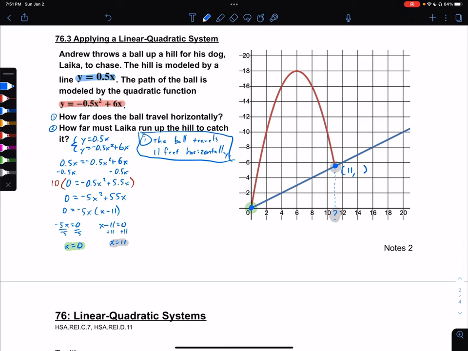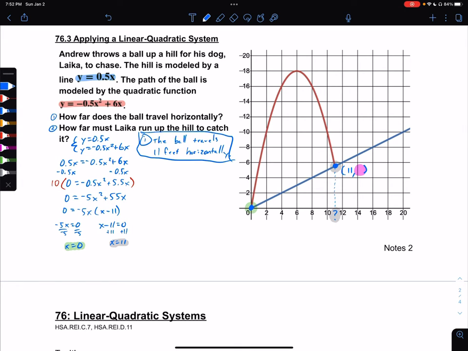Next question, how far must Laika run up the hill to catch the ball? Now, this one's a little bit more of interpreting the graph. Without looking at the graph, we might not know this right away. But what we do need to figure out is what this y value is here.